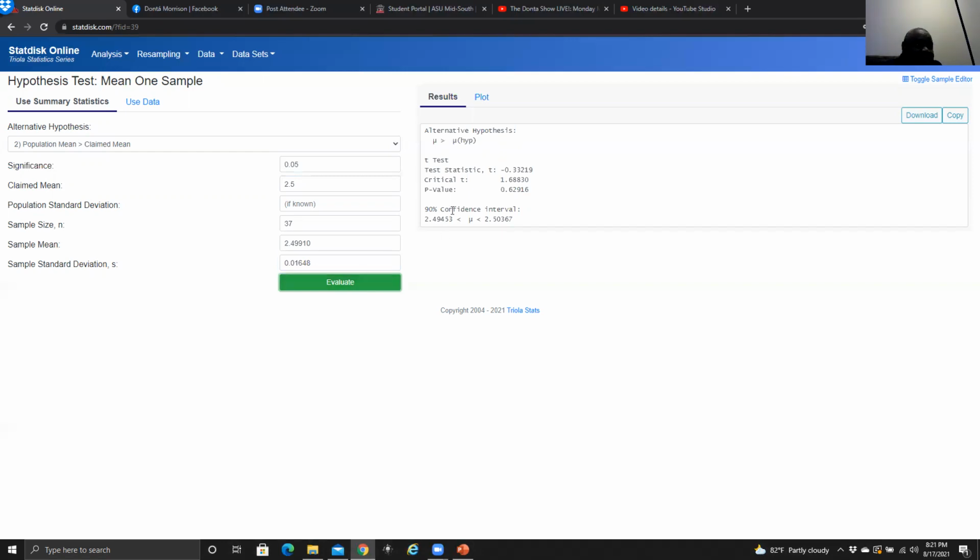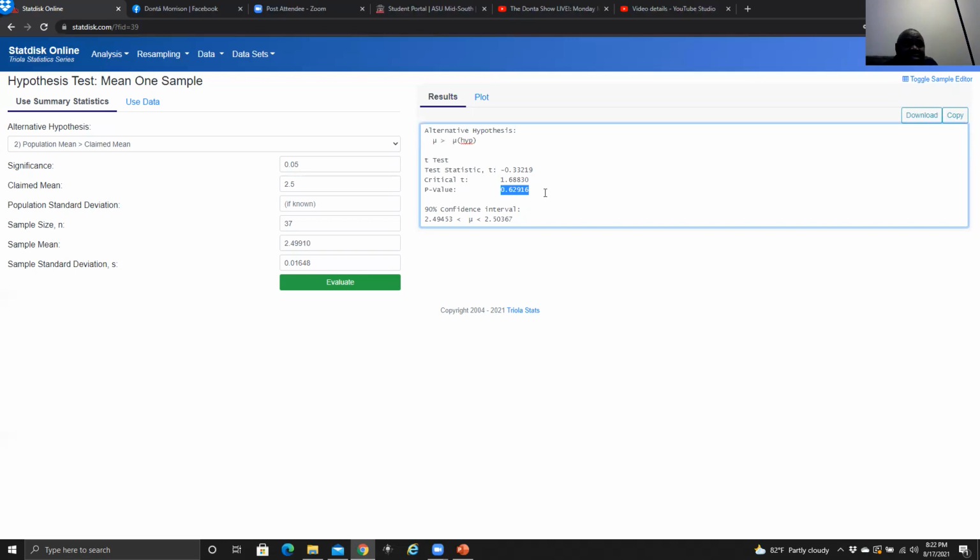Okay, so here, let's say if they want the test statistic. Here's your test statistic right here. To 3 decimal places, it'll be negative 0.332. And then the critical value is right here. To 3 decimal places, that'd be 1.688. And then if they ask for the p-value, it will be this right here. This one's 4 decimal places, 0.6292. In this case, that would be your p-value.